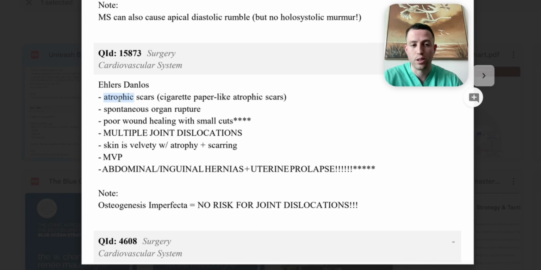They're going to get atrophic scars, and so it looks like cigarette paper. It's very thin skin. They can have spontaneous organ rupture. So that could be like your spleen just ruptures out of nowhere. And these patients obviously are going to have poor wound healing, and one of the cardiac findings that you have to know for your cardiology questions is mitral valve prolapse. That's going to be really common with connective tissue disorder type questions.